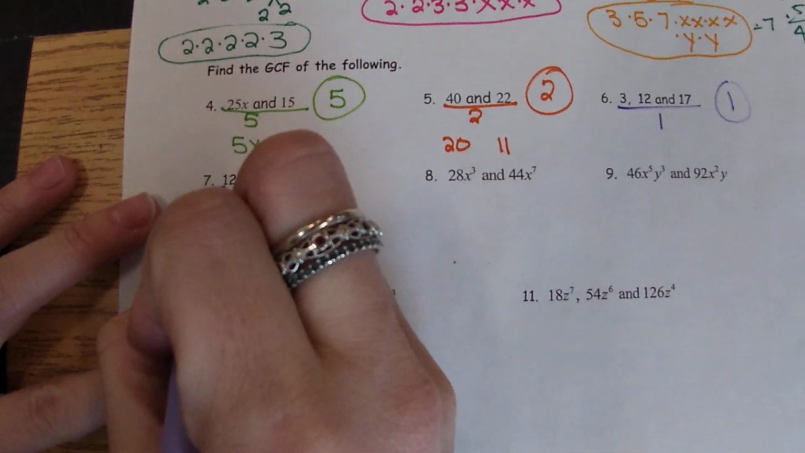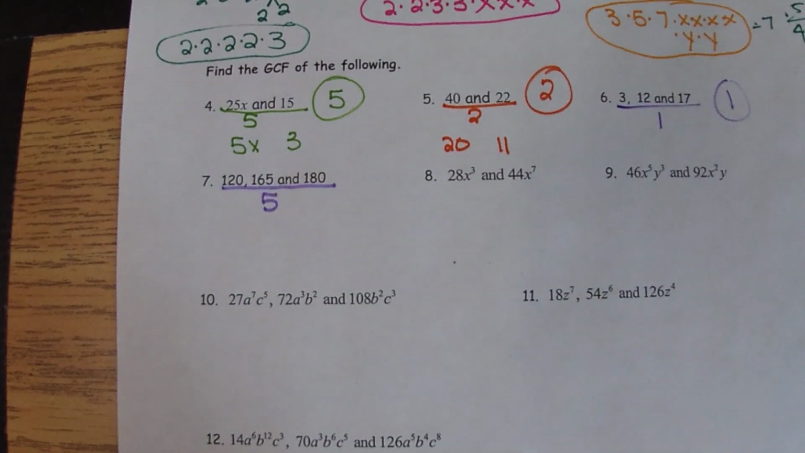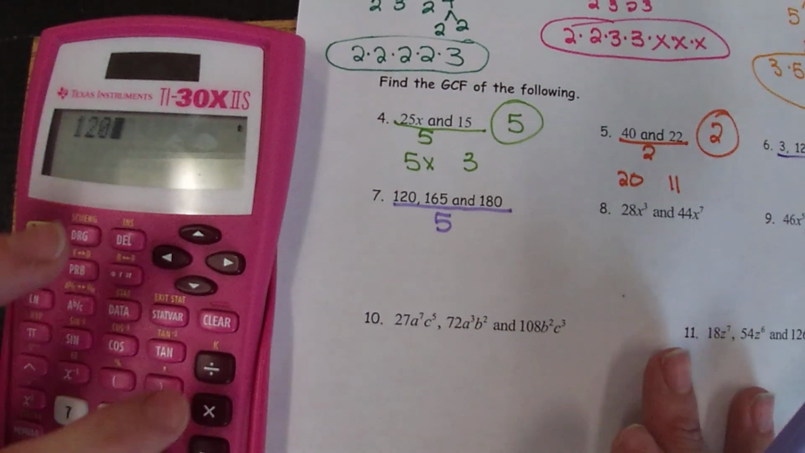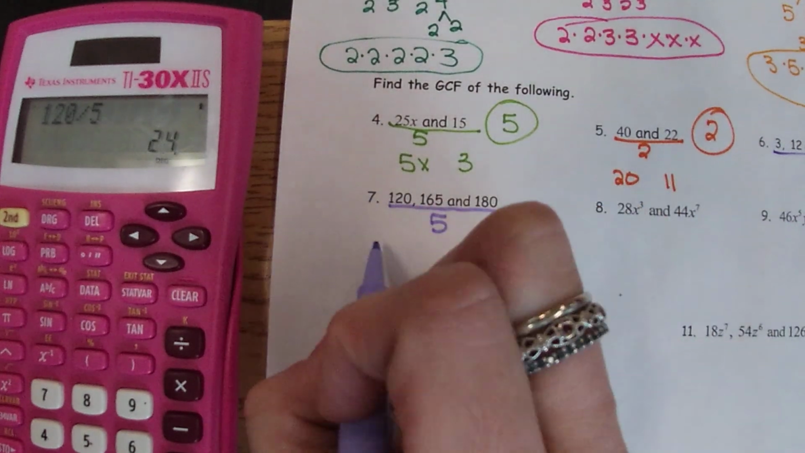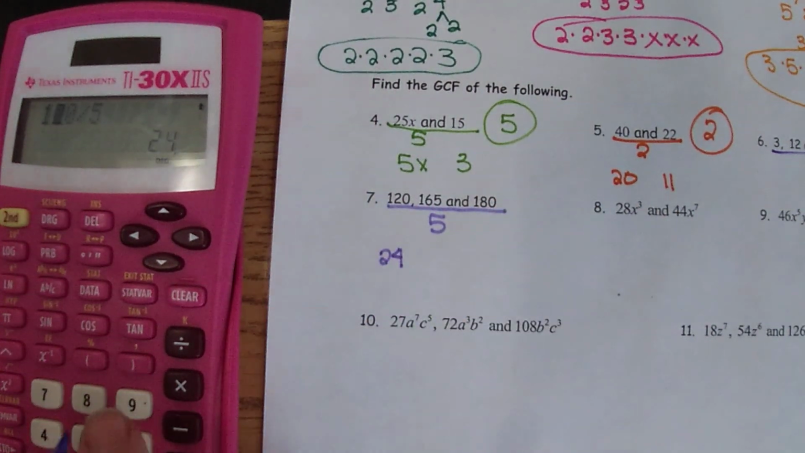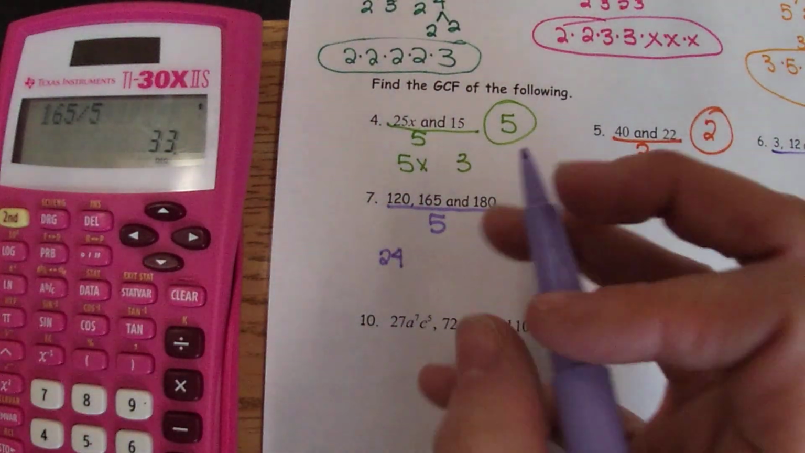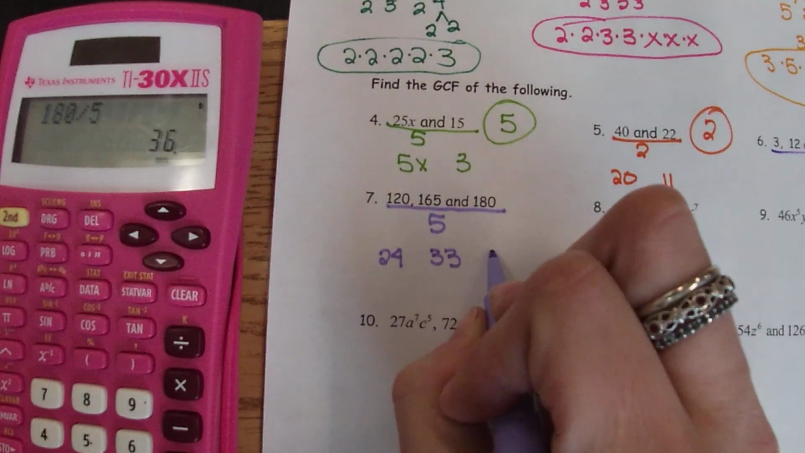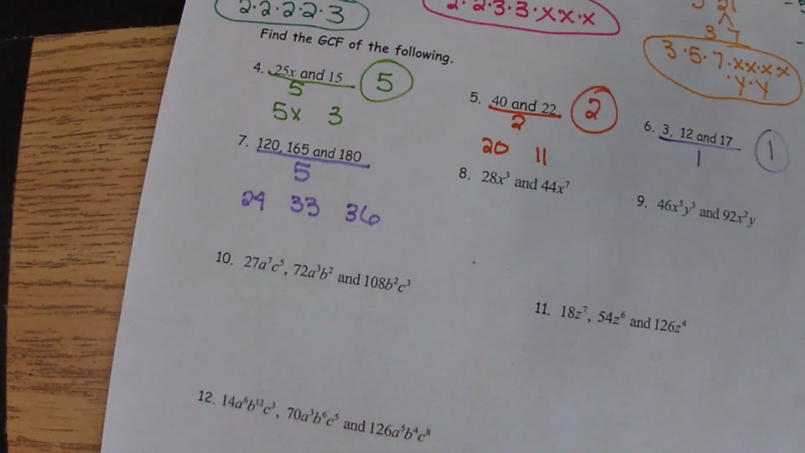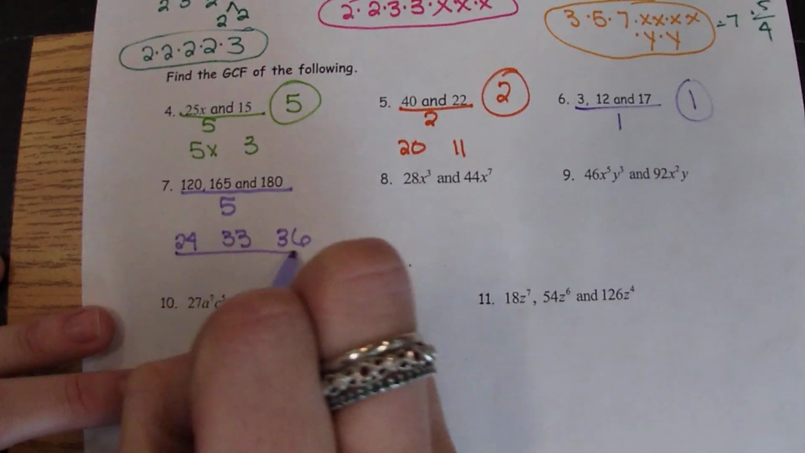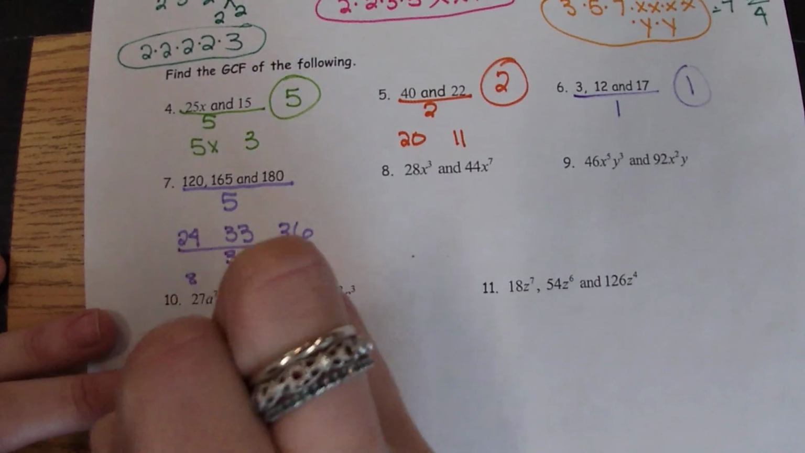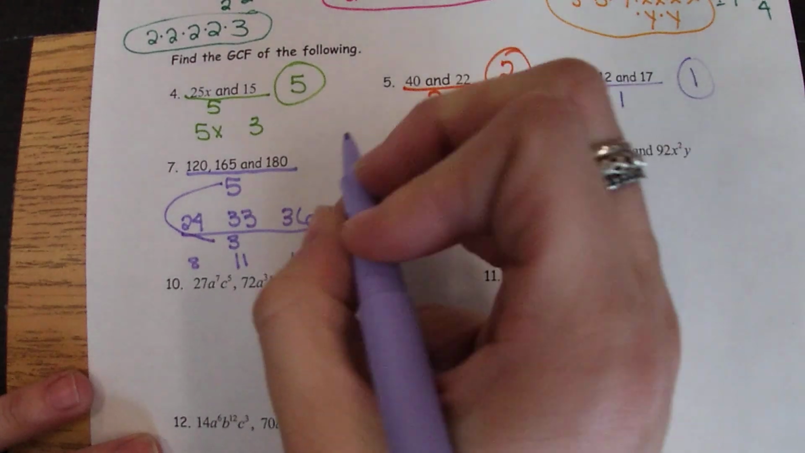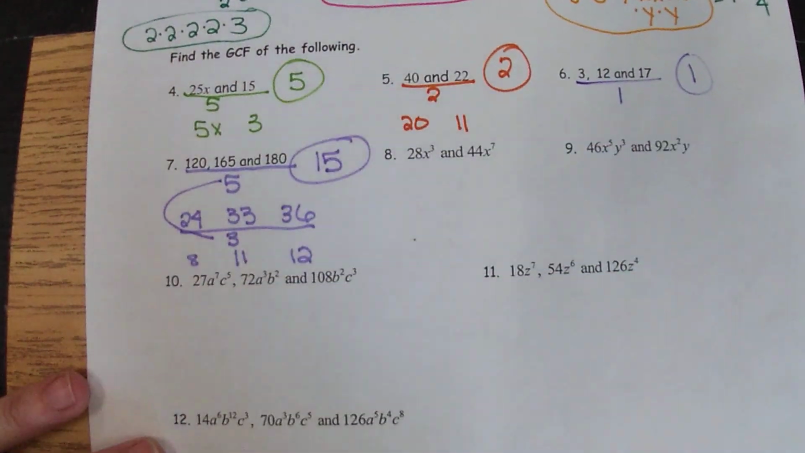Number 7, they all end in a 0 or a 5, so I can divide them all by 5. Again, even if you say, okay, these are really big numbers, then just go to your calculator and do 120 divided by 5. Save yourself the time with the other pieces and let your calculator help you where you can. Okay, so that takes us to 36, 33, and 24. These are all divisible by 3. So 8, 11, 12. Can't go any further, so I multiply these. 5 times 3 is 15.